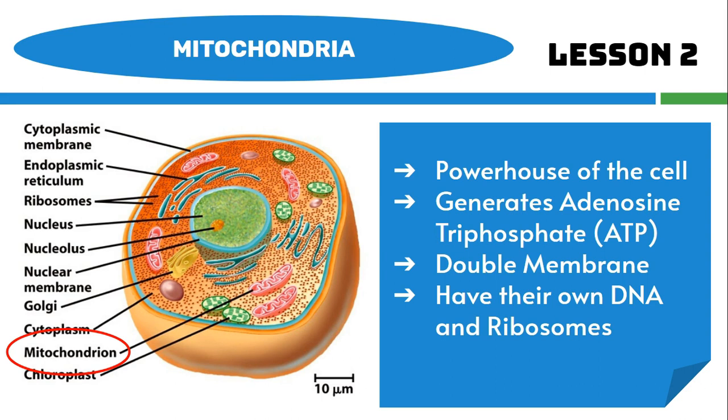Some organelles, mainly two organelles excluding the nucleus, have a double membrane, and they have their own DNA and ribosomes. And these are strange organelles. There are only two of them. We'll look at the next one in a couple of minutes. But yes, if you think of mitochondria, you have to think of energy, power. It's known as the powerhouse of the cell because it generates ATP, adenosine triphosphate.